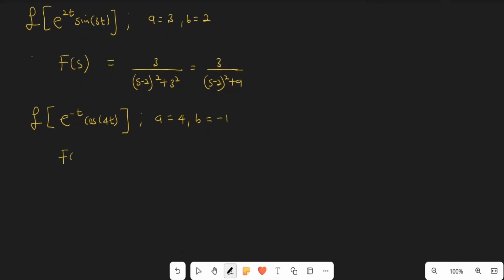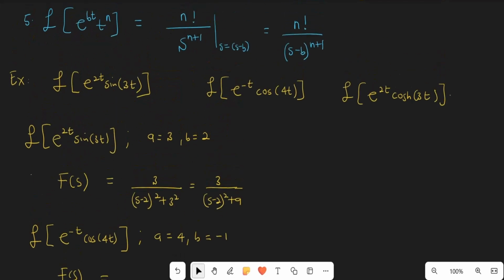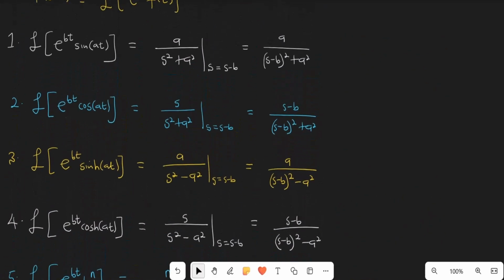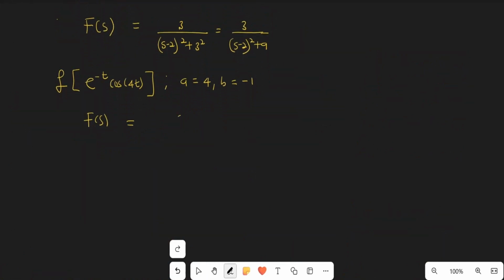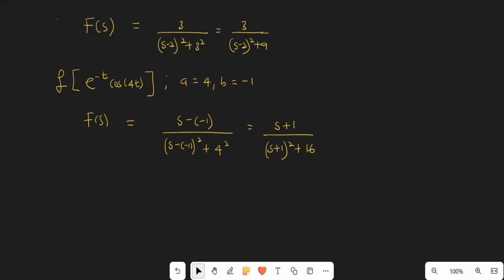So now F of s is equal to, we have to use the second formula, that is s minus b over s minus b all squared plus a squared. So s minus b, but b is -1, divided by s minus b, with b being -1, all squared, plus a squared, where a is 4 squared. So this is equal to s plus 1 divided by s plus 1 all squared plus 4 squared, which is 16. This is the second one.